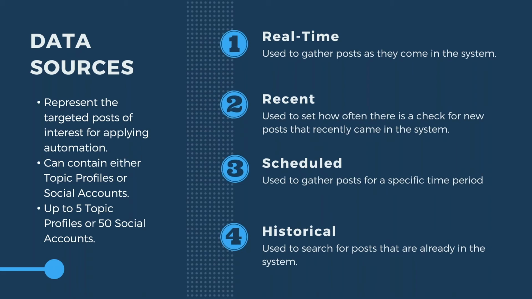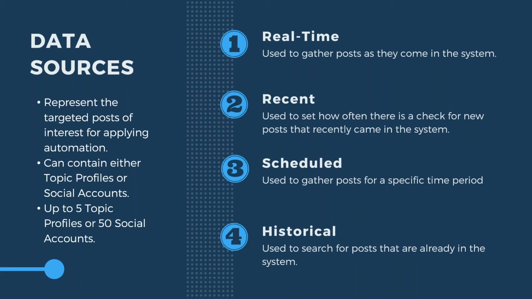The very first thing to understand is that yes, it's made up of rules, and yes, it does certain actions, but each rule also contains what we call data sources. If there are no data sources in Social Studio Automate, a rule will not run, because a data source represents the targeted posts for applying automation. The data source is where posts from topic profiles or managed accounts will come in, and these are what your rules will apply their different actions to.